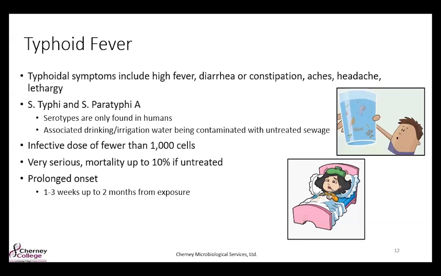And this type of illness is typically associated with drinking contaminated water that could be contaminated with untreated sewage, where you get that salmonella bacteria in the water. And the infective dose for this type of illness is fewer than 1,000 cells. It's very serious, mortality up to 10% if left untreated, and you have a prolonged onset period. So 1 to 3 weeks up to 2 months from your initial exposure, and you could be feeling this very serious illness.